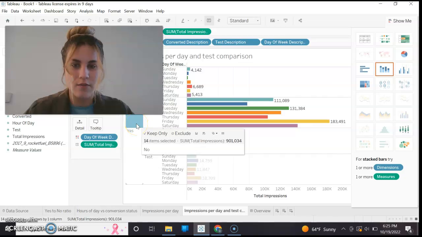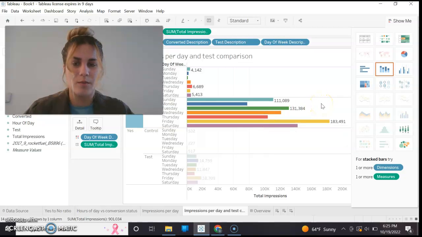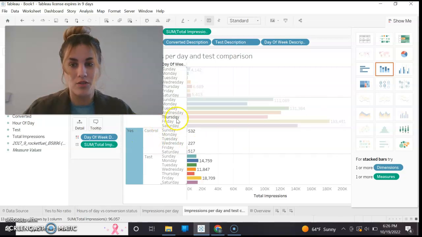I think it was interesting how with this it was very easy to see how the people that were exposed to the advertisement had more impressions than the control groups. And we can also see the major difference between the ones that converted and the ones that did not convert.